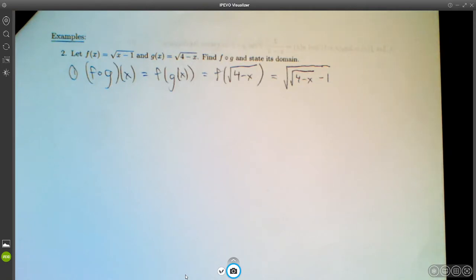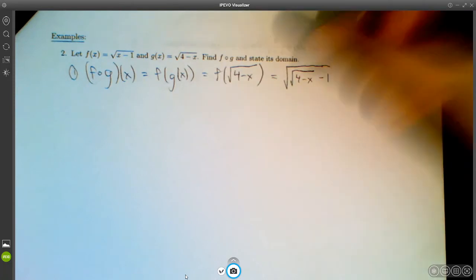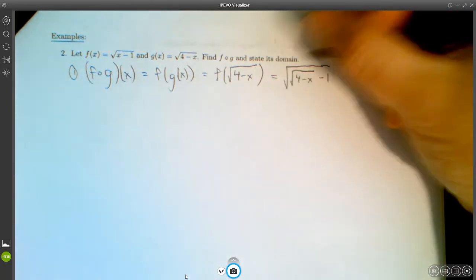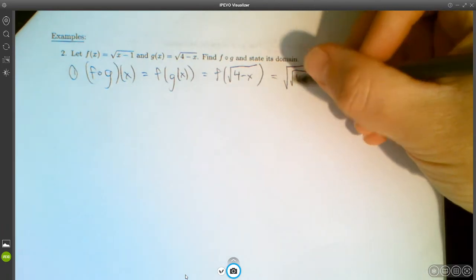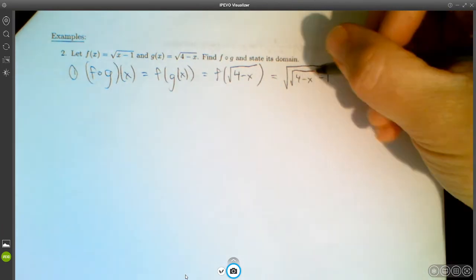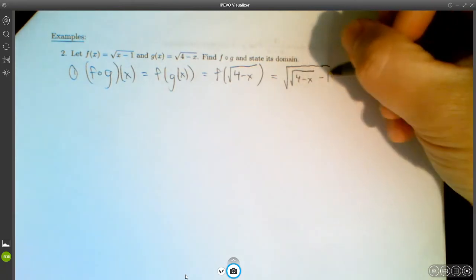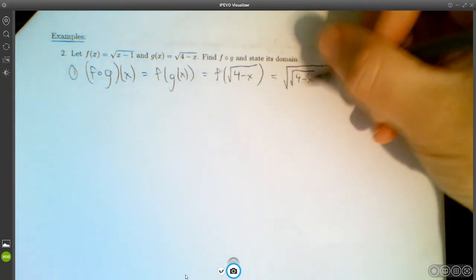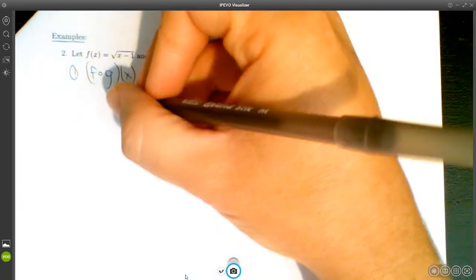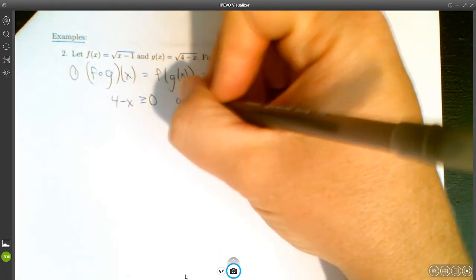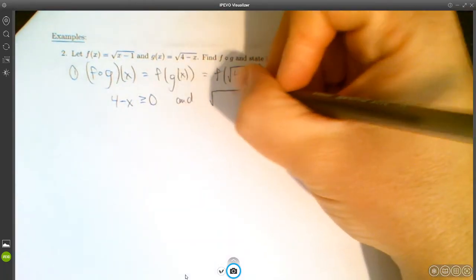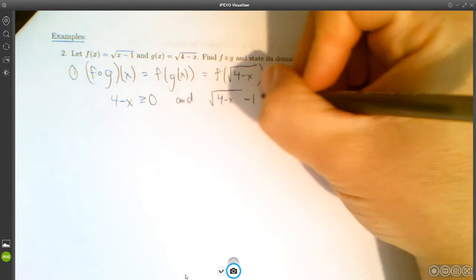There's f of g of x. There's not really much simplifying you can do to this, so we would just leave it this way. But if we wanted to find the standard domain of this thing, there are two things that need to happen. First of all, 4 minus x needs to be bigger than or equal to 0. And second of all, the square root of 4 minus x, minus 1, needs to be bigger than or equal to 0, because they're both inside of radicals. So we need 4 minus x to be bigger than or equal to 0, and we need square root of 4 minus x minus 1 to be bigger than or equal to 0.